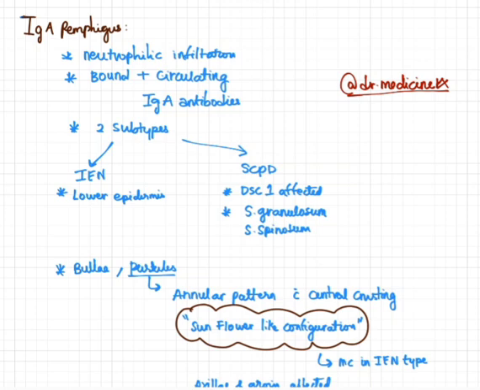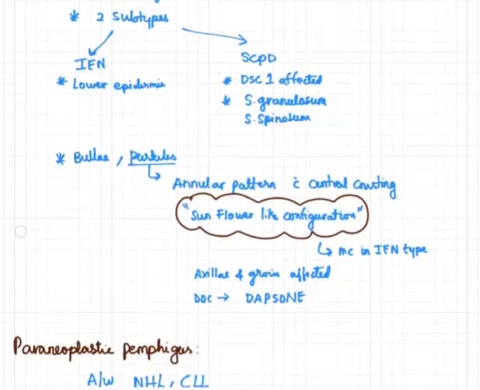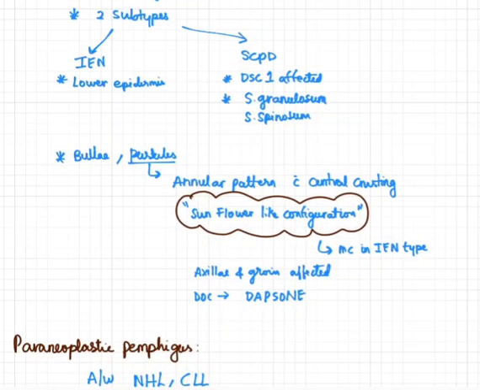Next, coming to IgA pemphigus, this is characterized by the occurrence of IgA antibodies, whereas in other pemphigus variants we see IgG antibodies, more likely predominantly IgG4. But in IgA pemphigus we see IgA antibodies as well as neutrophilic infiltration. Two subtypes of IgA pemphigus are seen: the intraepidermal neutrophilic type and the subcorneal pustular dermatosis type.